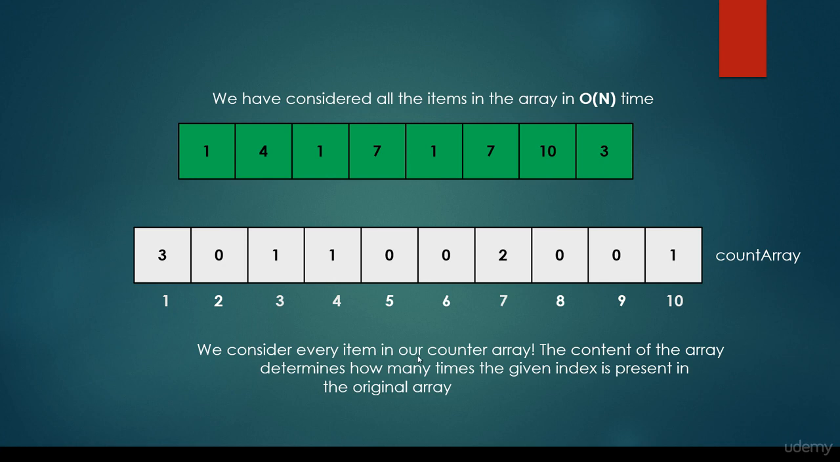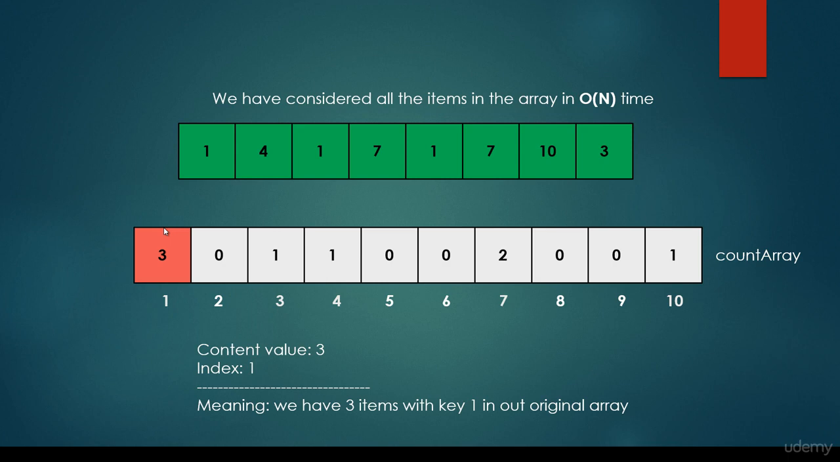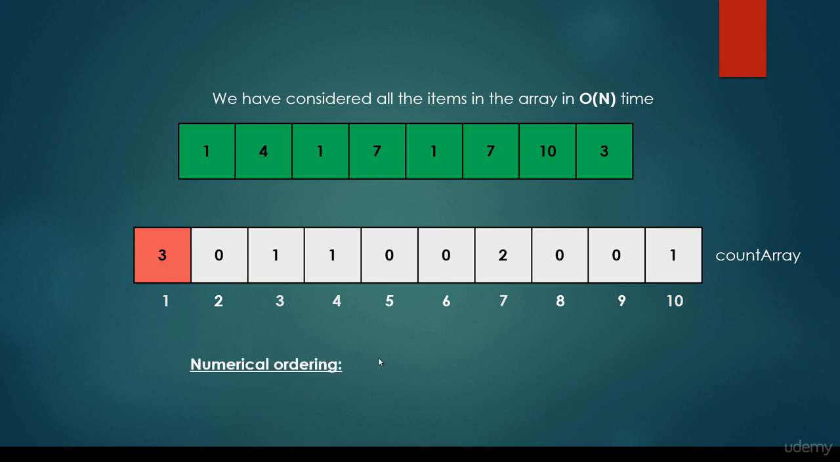Okay, so we have considered all the items in the array in O(n) time. We consider every item in our counter array. The content of the array determines how many times the given index is present in the original array. So for example, we start at the beginning, the content value is 3 and the index is 1, as you can see. What does it mean? That we have 3 items with key 1 in the original array. Okay. So the numerical ordering will be, we have 3 ones, 1, 1, 1.